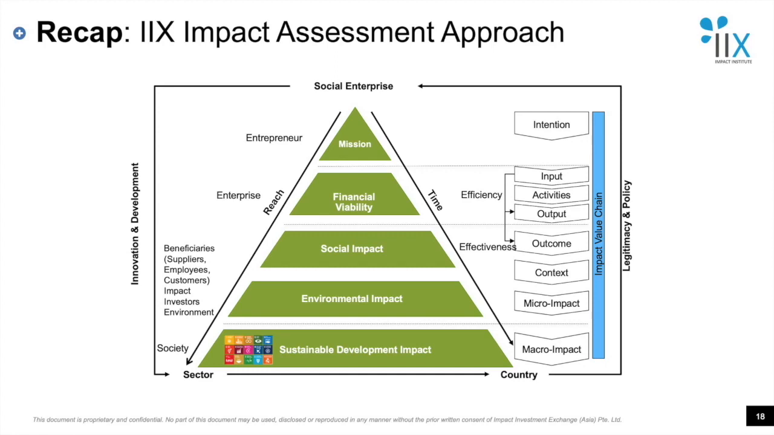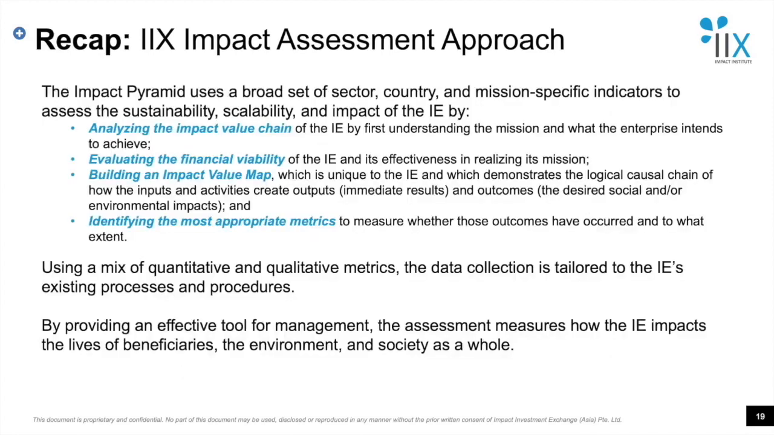And why is that important? That is important, as you'll find out also today, because that is a direct link to mitigating risk on the operation side of the organization. Now moving on, the next slide, which you have seen, talks about the impact pyramid and how this is a broad set of issues that's covered in terms of the sector, country, and mission-specific indicators to assess the sustainability.